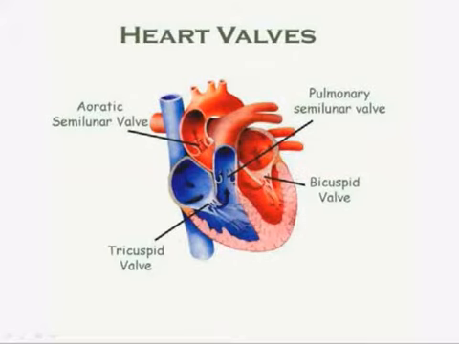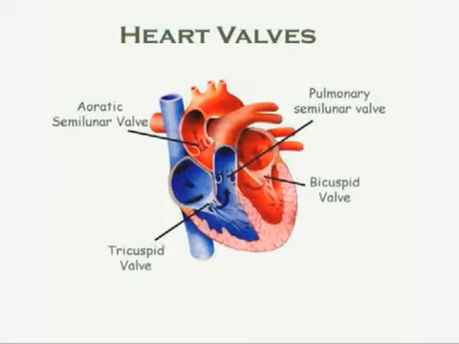Now let us see what heart valves are. The valves are structures which help in the unidirectional flow of blood. That means when the blood is moving from one chamber to another chamber, there should not be backflow of blood. So to prevent the backflow of blood and allow only one directional flow of blood, we have heart valves. Let us see the major heart valves of your body.